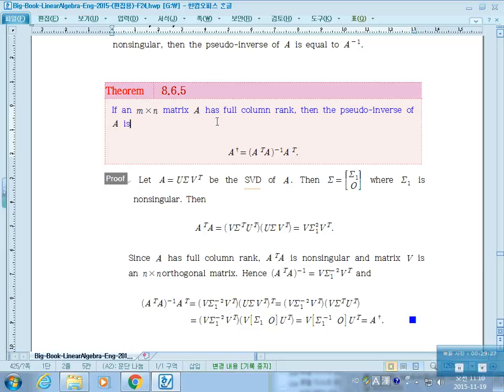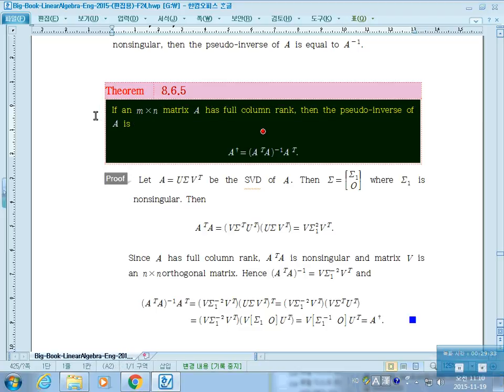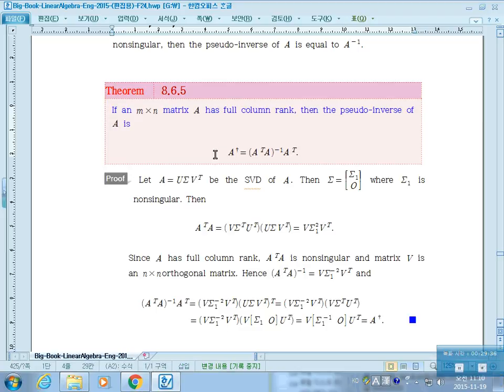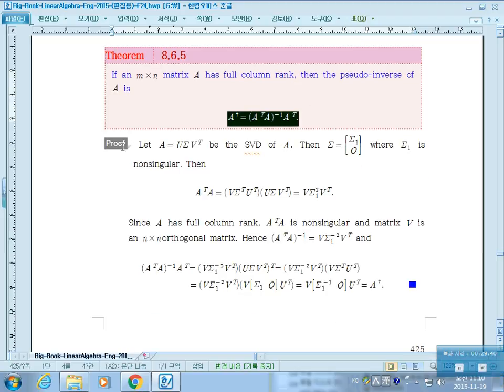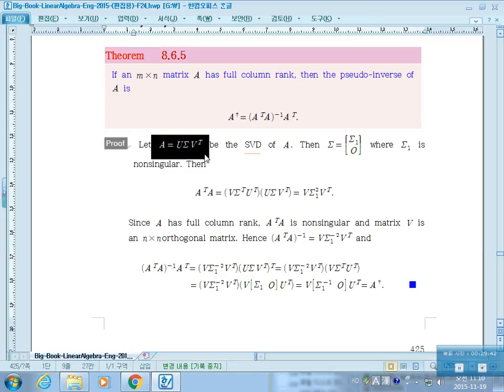Here is the next theorem. If an m by n matrix A has a full column rank, then the pseudo inverse of A can be written in this way. If it has a full column rank, then A dagger can be written in this way. How? Let A equal U sigma V transpose be a singular value decomposition of A. Then sigma can be written in this way because it has full column rank, and sigma 1 is a non-singular matrix.